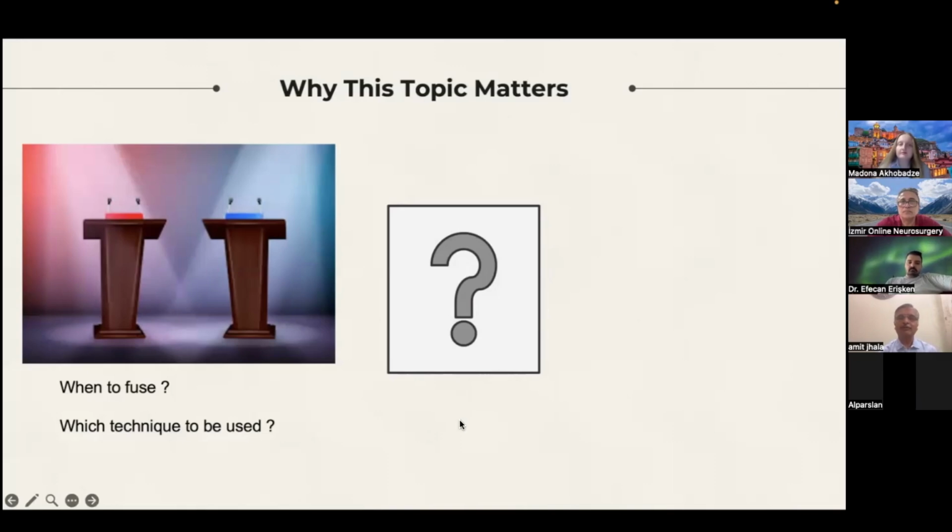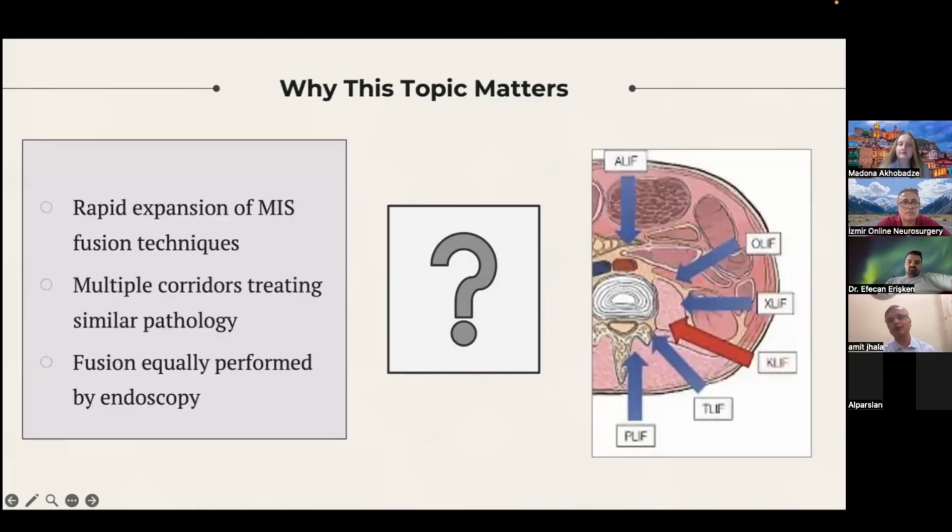And why this focus? Because there are so many techniques for fusing the spine, right from anterior fusion to lateral fusions to posterolateral fusions to the posterior fusions. And there's a rapid expansion of MIS techniques in all these methods of fusion. So there are multiple corridors treating similar pathologies. Like for a single level or two level fusion, you can do it by any of these methods which I have shown in this picture. And it is equally performed not by open, but by an MIS way, by tubular way, or by endoscopy. So there are so many ways in which one can approach the same pathology.